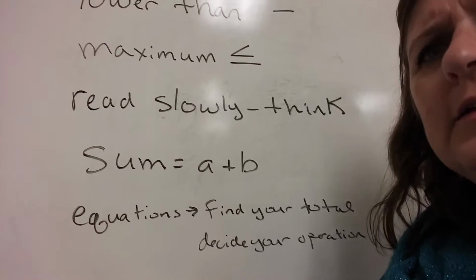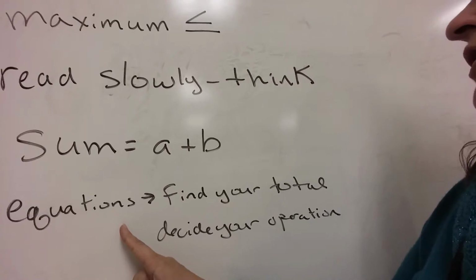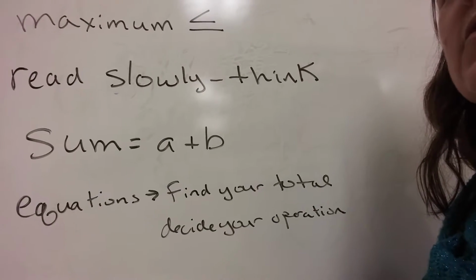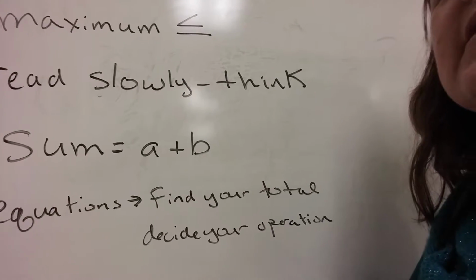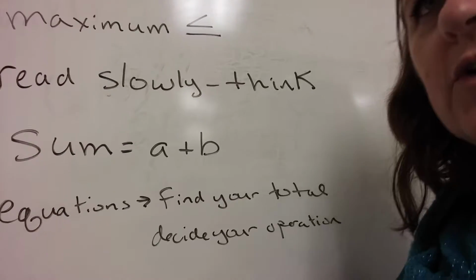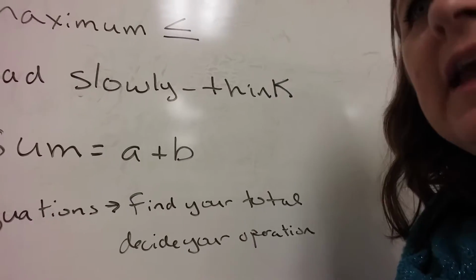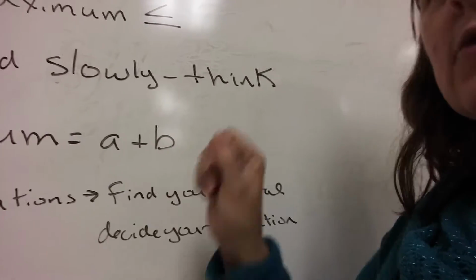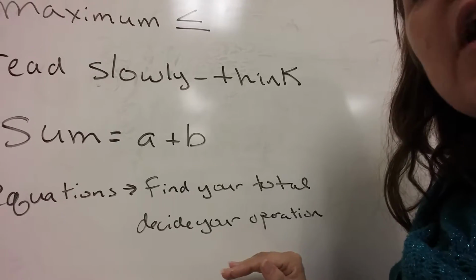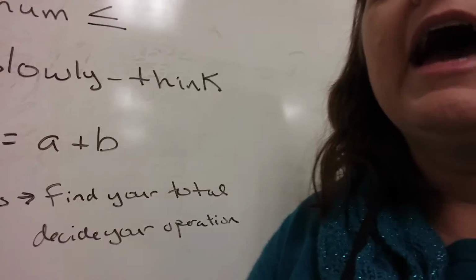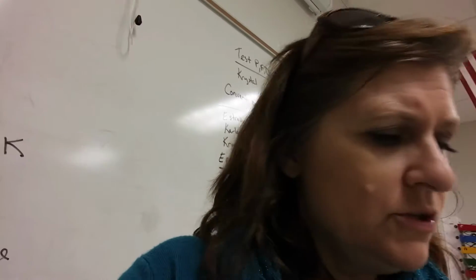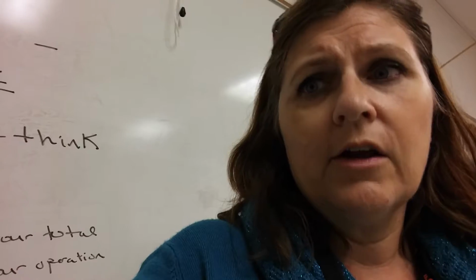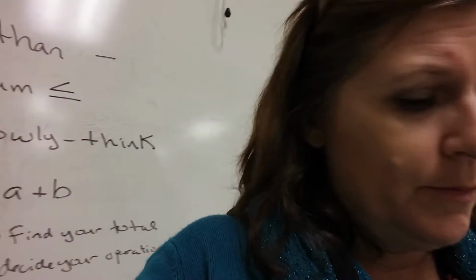The last thing that I'm talking about is on equations. The first thing you want to do is find your total. When you're looking at a word problem and it's talking about equations, figure out what your total is going to be, because your total is never, ever going to be X. Your total is going to be a number. X is going to be somewhere on the other side of the equal sign. So find what your total is, write your equals with your total, and then look at your other numbers and decide what is your operation. Are you adding? Are you subtracting? Are you dividing? Once you know what your operation is, then you can start plugging those numbers in along with your variable on the opposite side of the sign from your total.